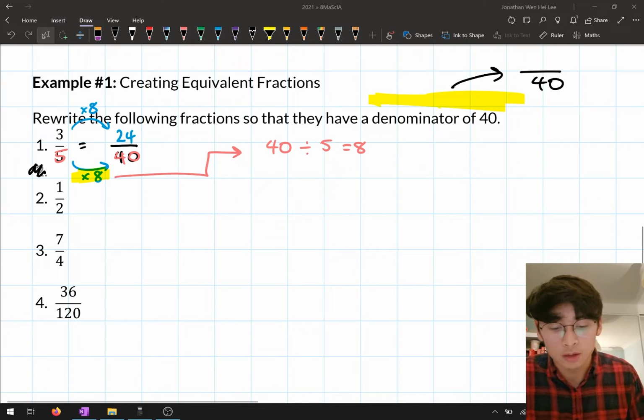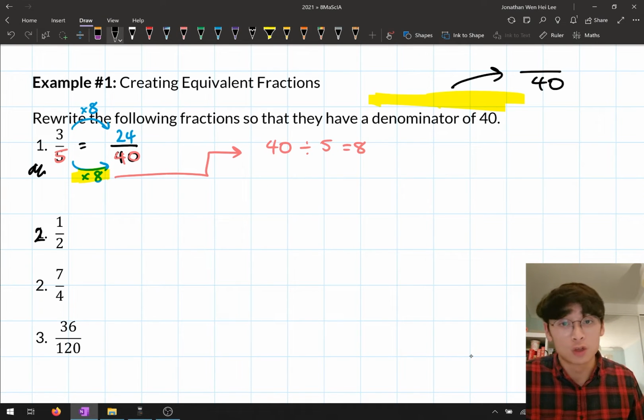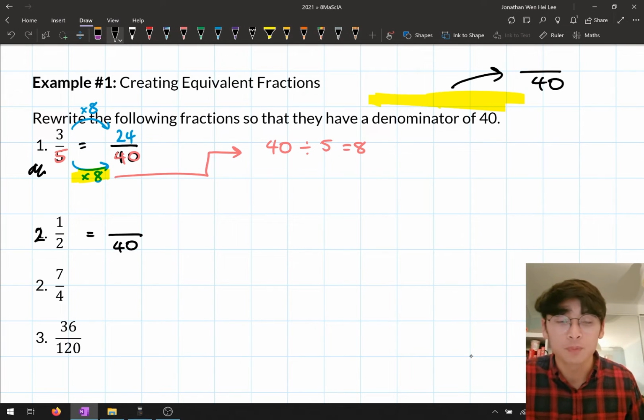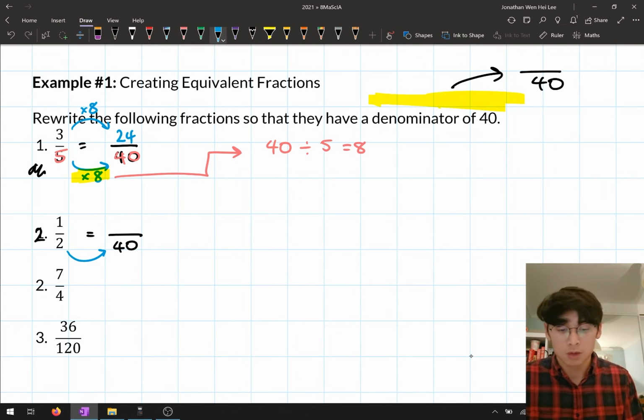Let's have a look at the next one. I'm just going to move it down so I have a bit more space. I've got 1 over 2, and I want to rewrite this as a fraction over 40. Just like we did in the previous question, we want to find the number to multiply my denominator by to get from 2 to 40.